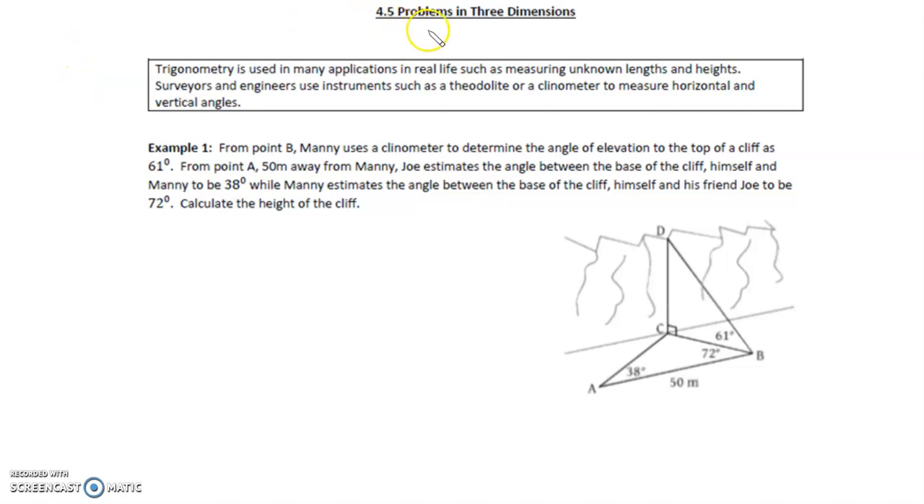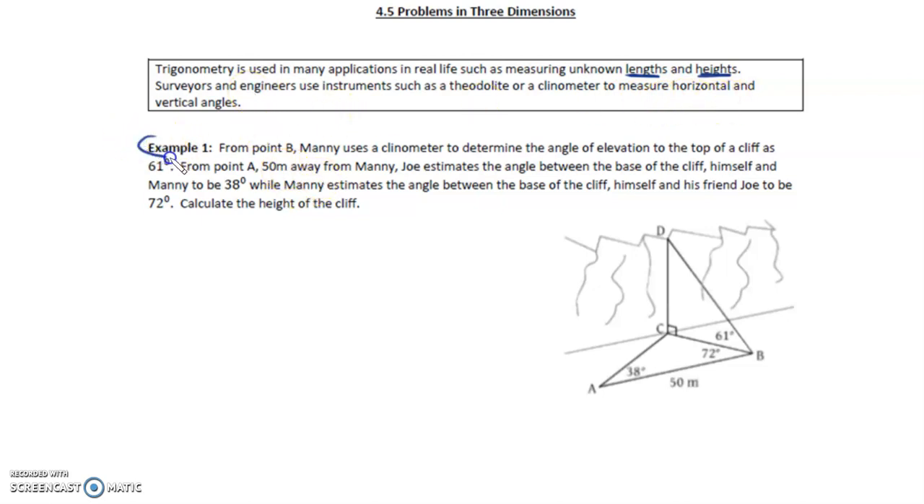Hey, 4.5 problems in 3 dimensions. So trigonometry is used in many real-life applications, such as measuring unknown lengths and heights. Surveyors and engineers use instruments such as a theodolite or a clinometer to measure horizontal and vertical angles.